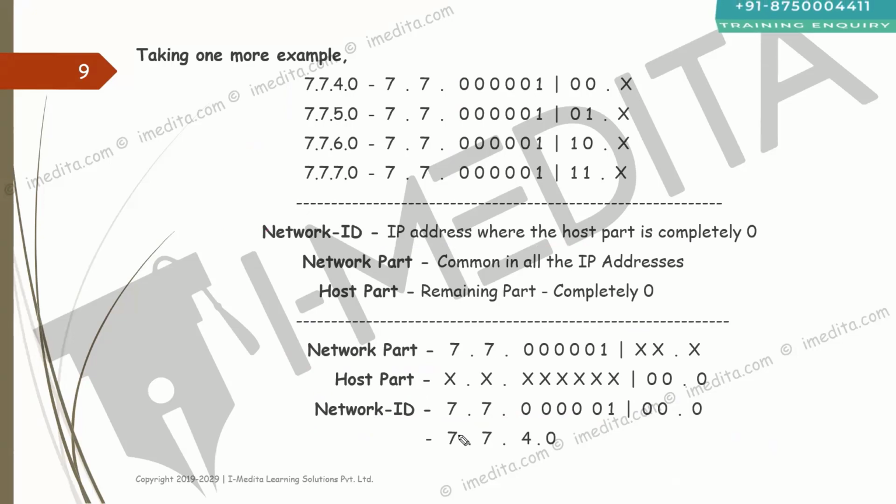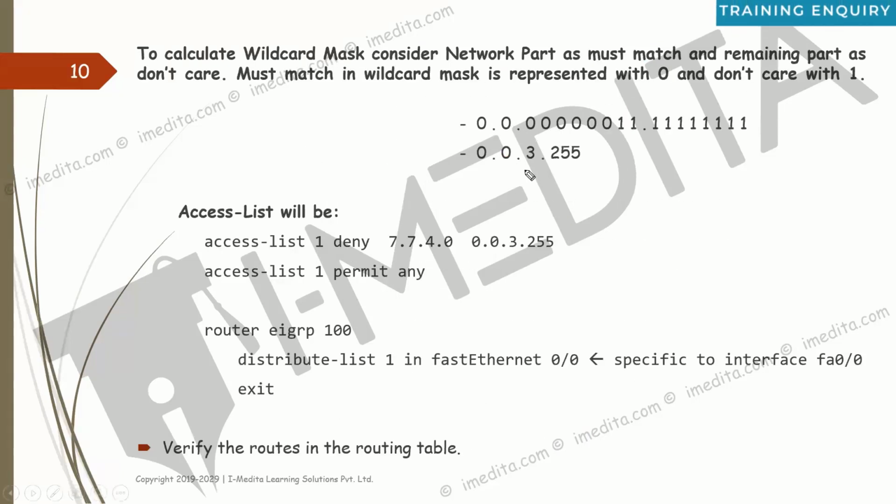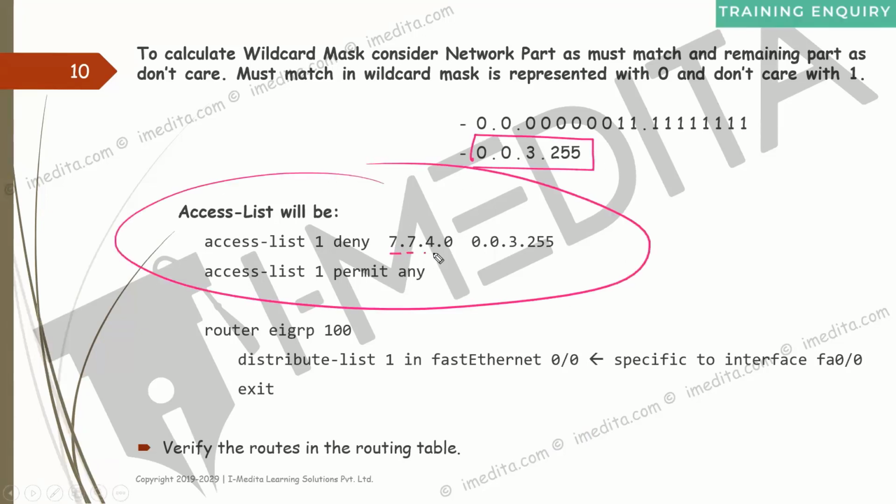If I convert it into decimal again, it will be 7.7, and 100 is equal to 4. So the network ID will be 7.7.4.0. And the wildcard mask is 0.0, then 00000011 and 11111111, so 0.0.3.255. So the ACL will be 7.7.4.0, 0.0.3.255.